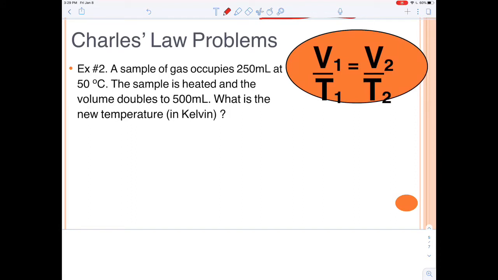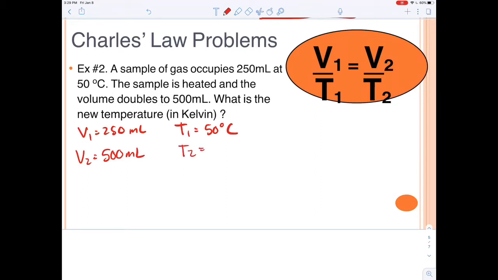So a sample of gas occupies 250 milliliters at 50 Celsius. So again, I always like to just write down all the information that's given and label it. They give me T1, 50 Celsius. The sample is heated and the volume doubles. So the volume is going to be 500 milliliters. What is the new temperature in Kelvin?